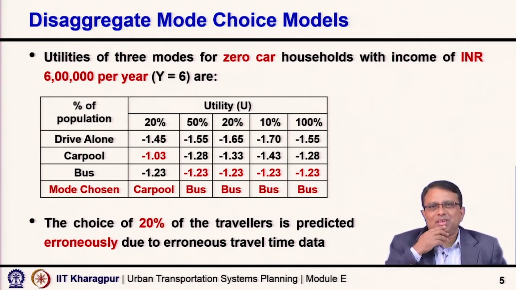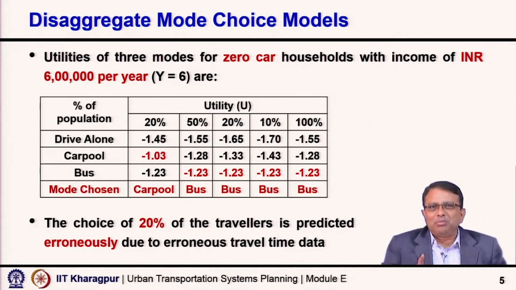So, in reality, if you consider the first 4 columns, 20%, 50%, so 70%, plus 20%, 90%, plus 10%, 100%. That is the distribution, actual travel time and travel cost. So, as per actual travel time and travel cost, we can say 20% people will use carpool and the 80% will use bus.